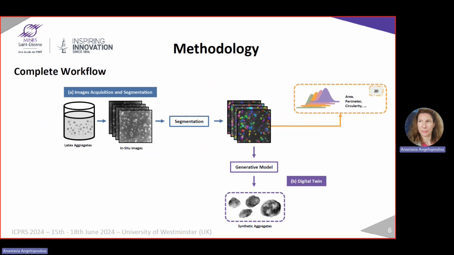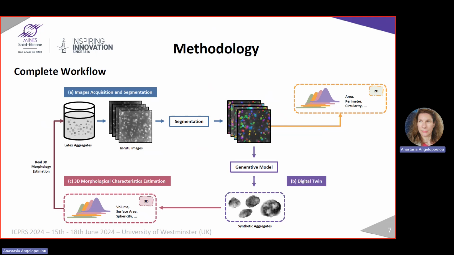And so we can build a digital twin. We actually have a 3D representation of the real population of aggregates, with a generative model, so using generative AI. And since we have a digital twin in 3D, we can use those 3D representations to compute some 3D morphological characteristics. Now we can know what the volume distribution is, what the surface area distribution is, and so on. That's the basic idea of what we're trying to do.